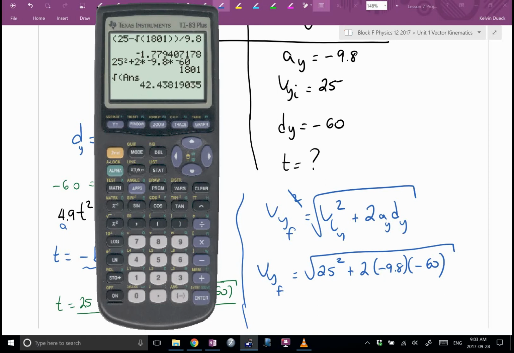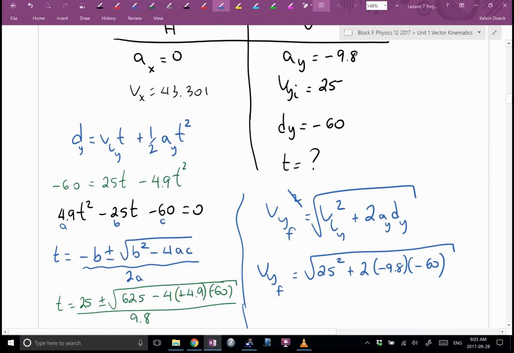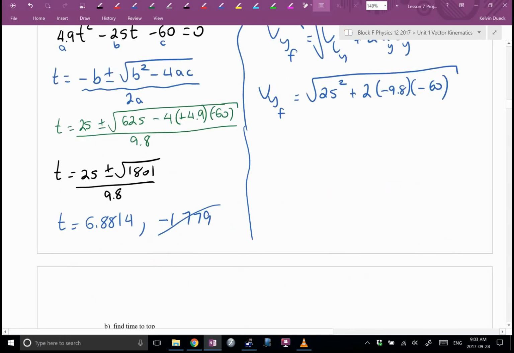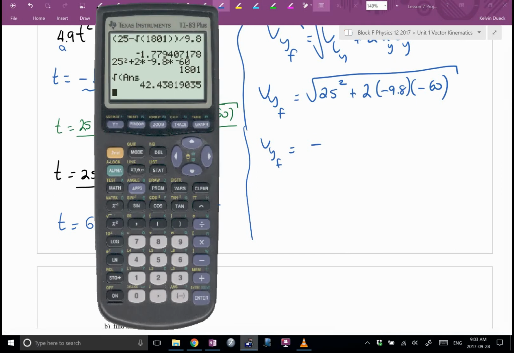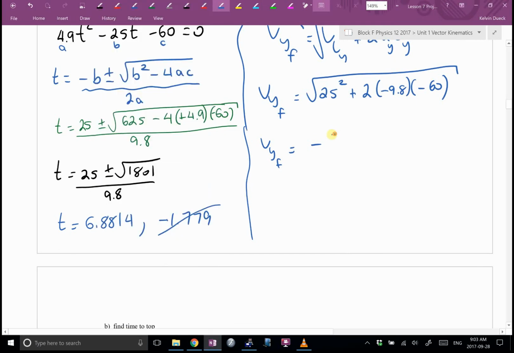And I get 42.4382, which must be wrong. Why must that be wrong? Vy final has to be negative. The weakness with this method is we have to add the negative after the fact because your calculator assumes you want the positive square root, but this time we know we want the negative square root. So Vy final is negative. I have to add that to 42.4382.